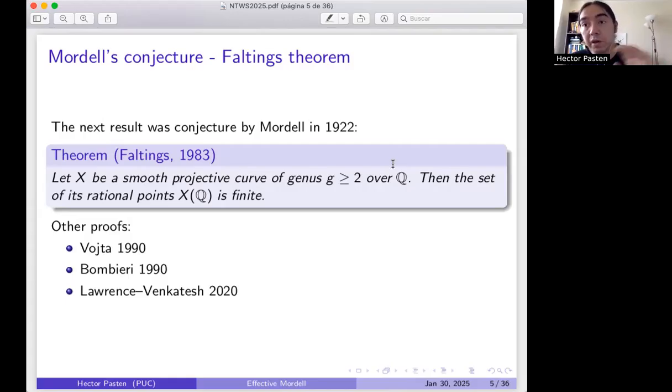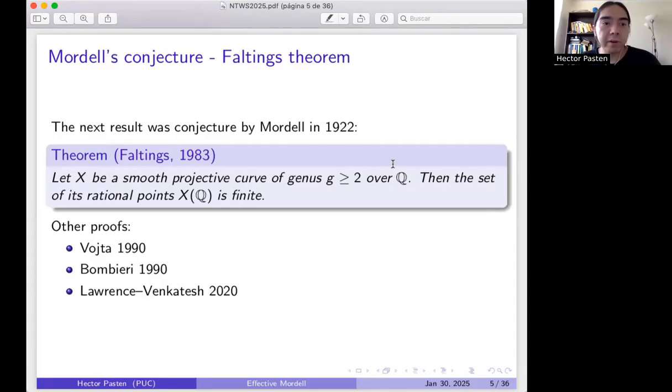You have to be careful with some technical points, but otherwise the story goes through. Okay, so right. What I was saying is that if your curve has genus at least two, then the rational points are a finite set. And there are more proofs, not just Faltings' original proof.